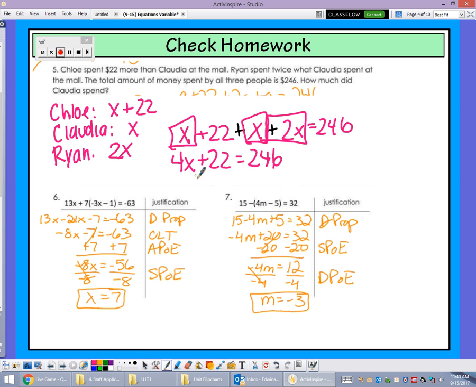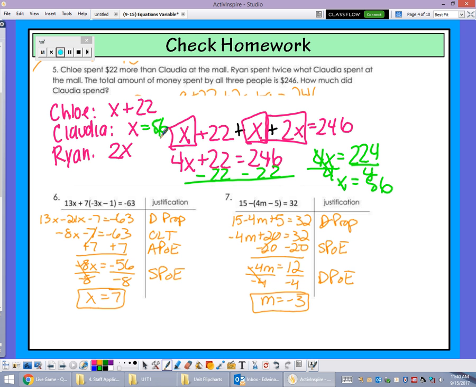Jorge, you should subtract 22 from both sides. At that point, you're going to be left with 4x is equal to 224. You should divide by 4 on each side. X is going to be equal to, what'd you get? 56. And that represents X is Claudia's amount, so Claudia spent $56.